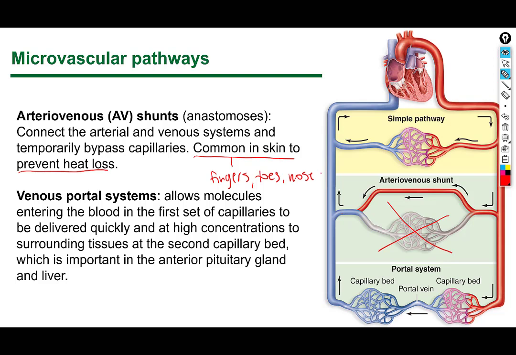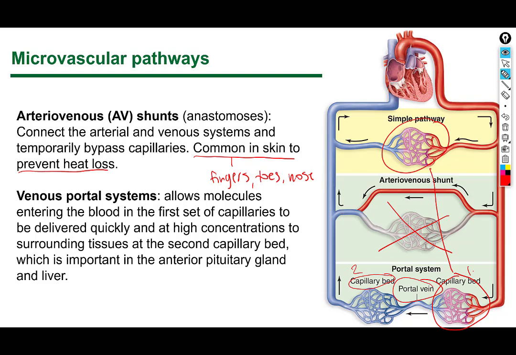Basically, this is two capillary beds in series. The first one looks a lot like the simple pathway. So these two resemble each other. We have oxygen-rich blood entering the capillary bed, and then a portal vein. But instead of going right back to the heart, from the portal vein, the blood enters a second capillary bed, first and second, before heading back to the right side of the heart.